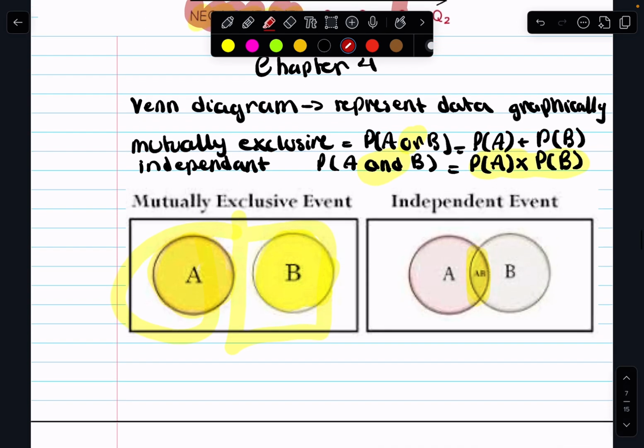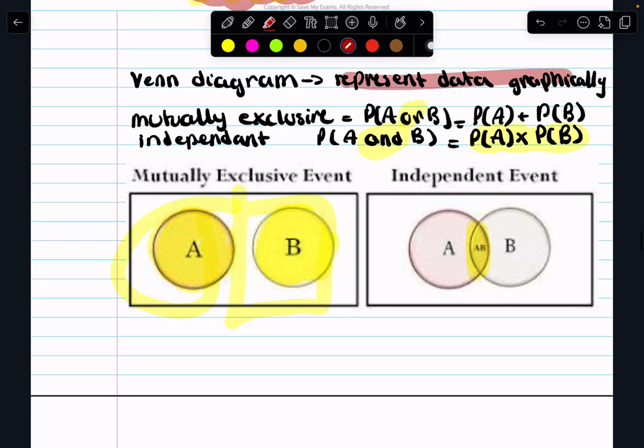So chapter 4, Venn diagrams. I absolutely love this chapter. It's a very, very easy chapter. There's no reason why we can't get full marks with these questions, okay? They represent data graphically. Mutually exclusive is the probability of A or B, which is basically the probability of A plus the probability of B. So this plus this, okay?